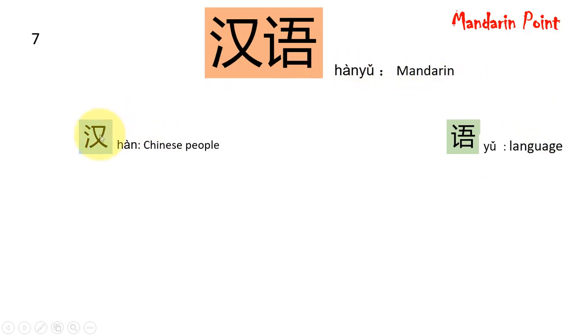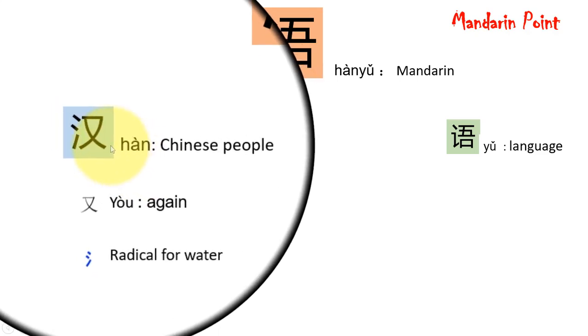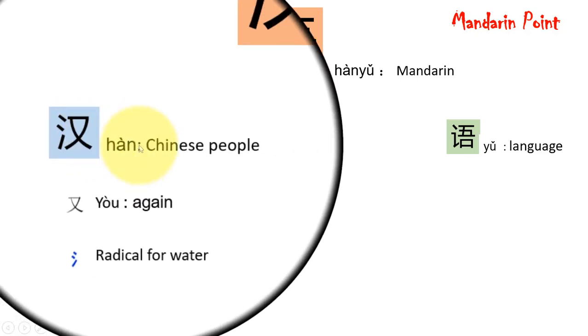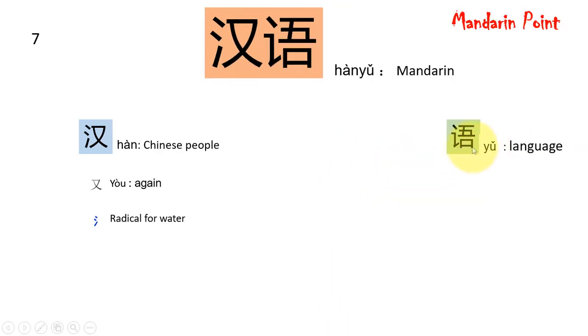We can decompose them further. On right side we have this yao, which means again. On left side it is radical for water. These three dots are indicating radical for water. So this han is composed of this radical for water on left side and this yao on right side. This yu is composed of two characters. On left side it is radical for speaking or speech, while on the right side we have this wu, which means I, or to resist.